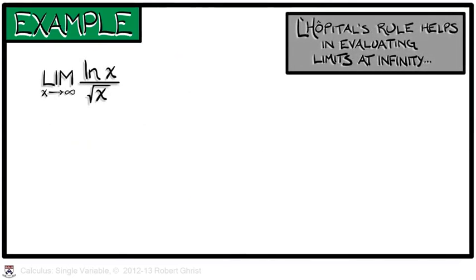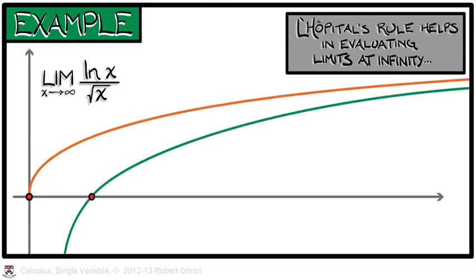Now, l'Hôpital's rule can also help in evaluating limits at infinity. Consider the limit as x goes to infinity of log of x over square root of x. It's maybe not apparent what that limit is going to be. Log of x and square root of x both become infinite as x goes to infinity, but at what rate? Is there one that is bigger than the other?